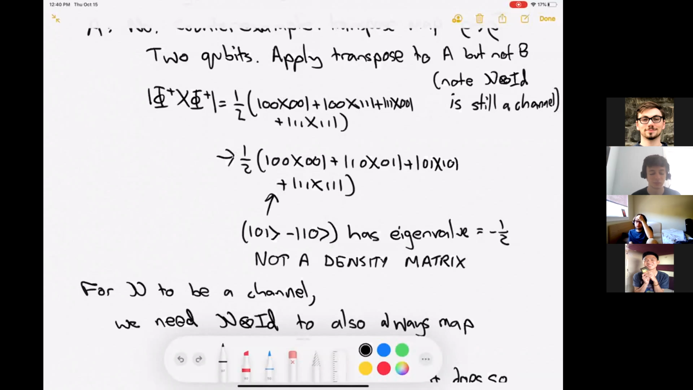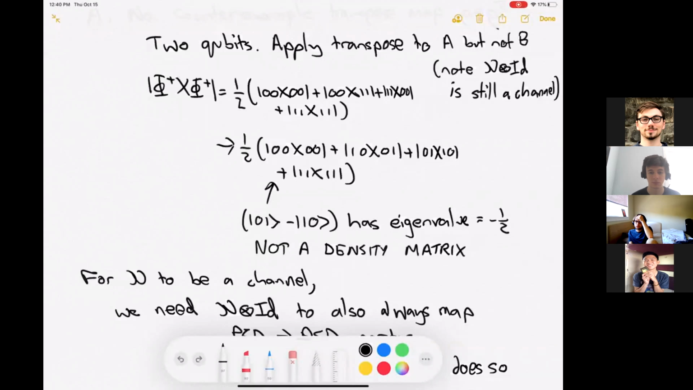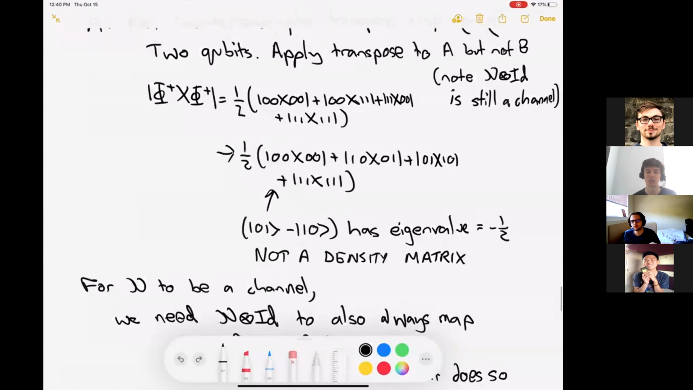Tensor producting a positive super operator with the identity will not result in a completely positive operator? No, not necessarily. Completely positive means that when you tensor it with the identity, it will still be positive. It's a condition on the original channel that says, even if you tensor me with the identity, I'll still be positive. If it's just a positive operator, then that may not be true. When I tensor it with the identity, it can end up not being positive anymore. And that's what happens to this transpose channel.